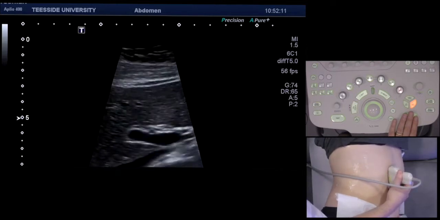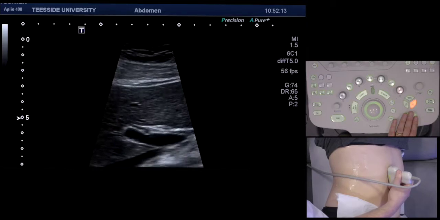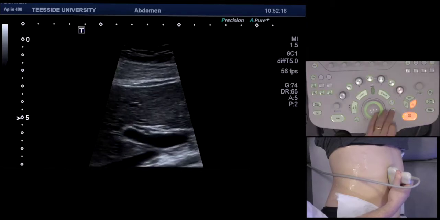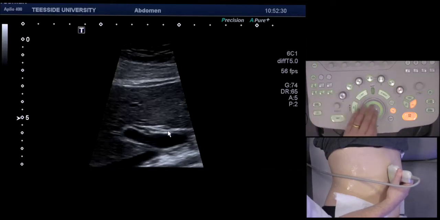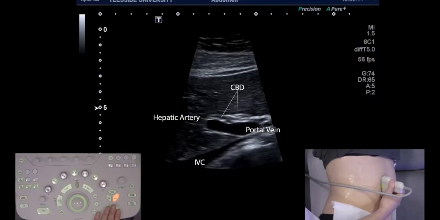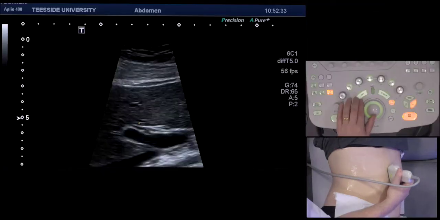So to do this, you just rotate the probe towards the patient's right shoulder, and this opens up the gallbladder. This is the IVC, that's the portal vein, hepatic artery, and you can see the tiny CBD along the top. Normal diameter is 6 millimeters, but you can also allow 1 millimeter per decade of life. And again, this is that image in more detail where you can see the IVC, porta, hepatic artery, and the CBD. What we'll do now is measure the CBD.